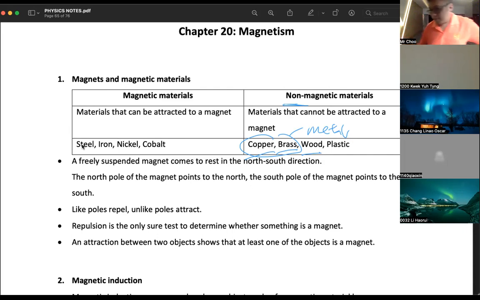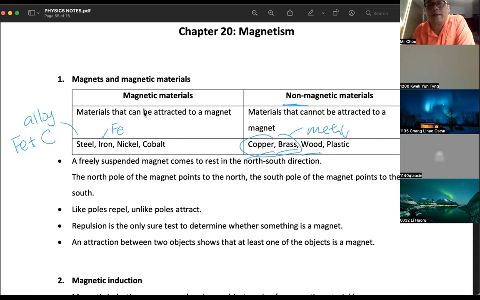Okay, very good. So iron in the periodic table is Fe. Steel is an alloy where it's a majority of iron plus some carbon. Is that clear? Most of the questions will be asking about steel and iron, but you also need to know at your level that nickel and cobalt are also magnetic materials.